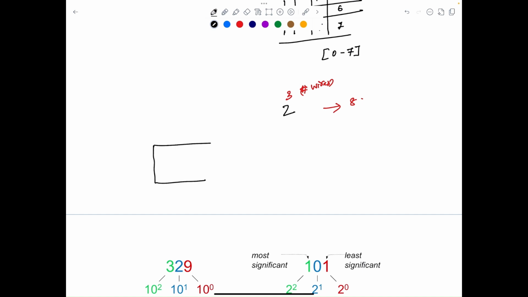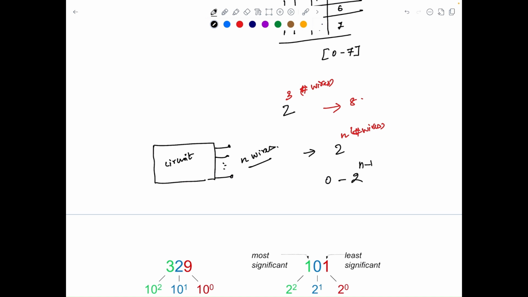Suppose I have a circuit, right? And I have, say for example, n wires. So how many values can I represent? It's pretty known from our relationship. So it will be, again, 2 power the number of wires. In this case, we have n wires, right? So we have 2 power n values we can represent. And the range will be 0 to 2 power n minus 1.